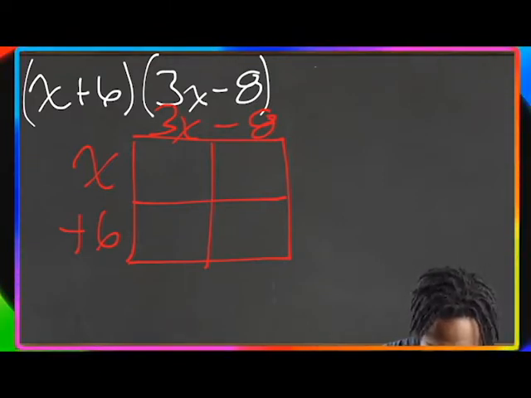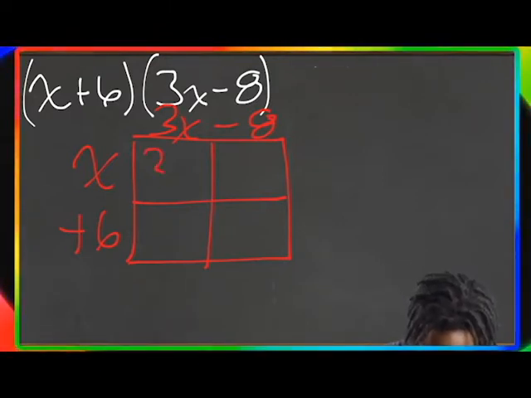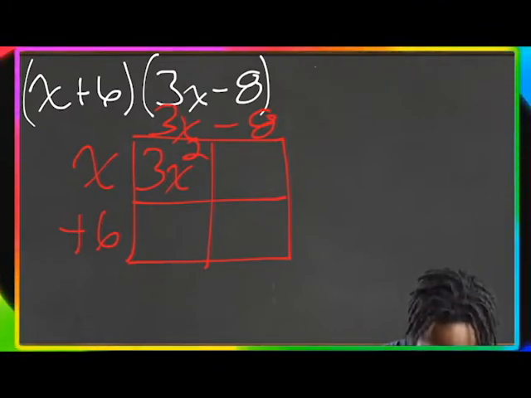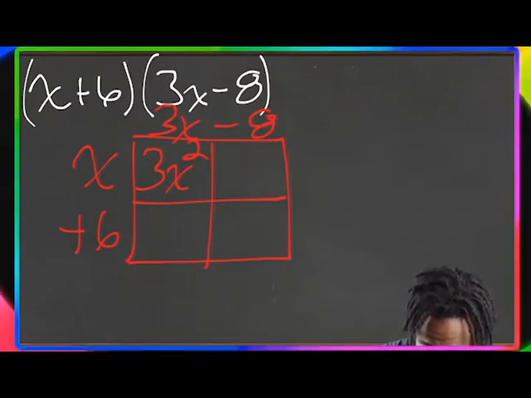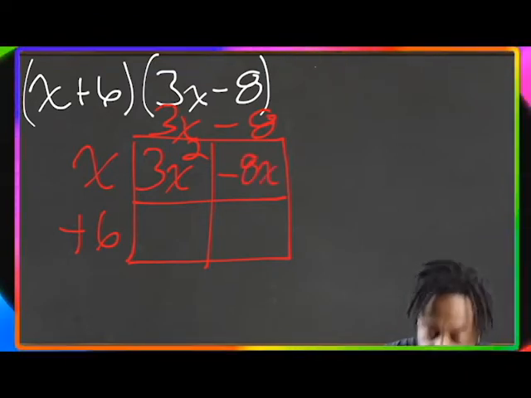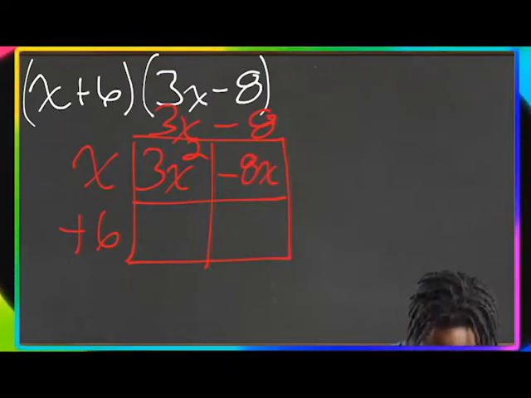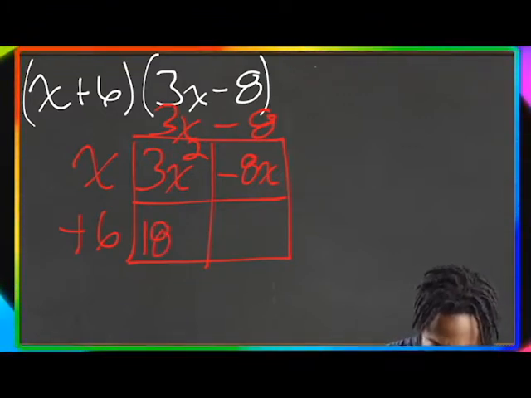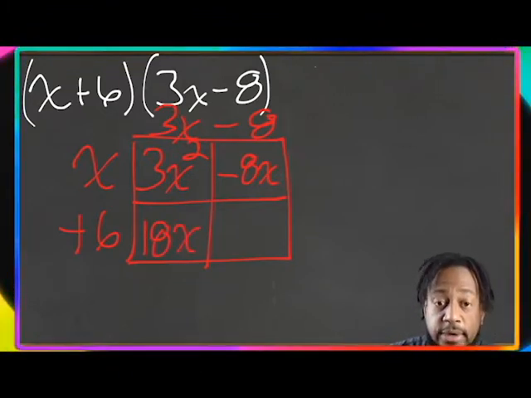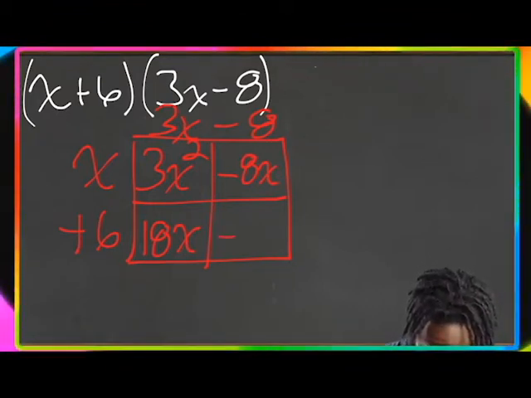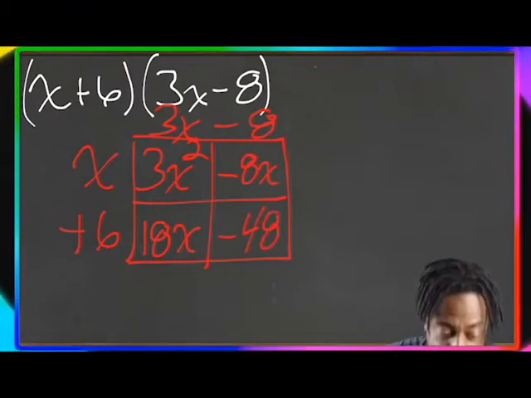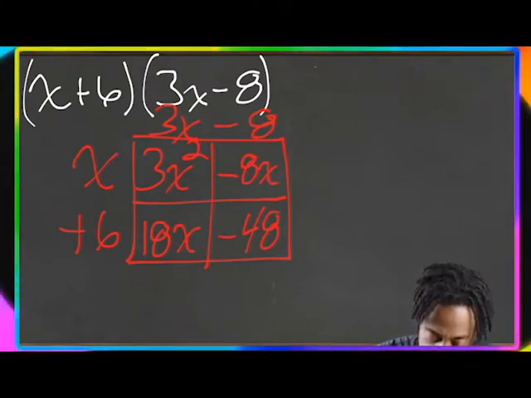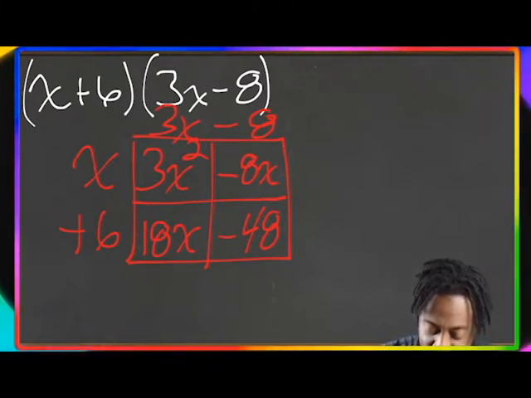I promise you. x times 3x is 3x squared. Now, x times a negative 8 is a negative 8x. This is going to be 6 times 3, which gives you 18x right here. 6 times negative 8 is a negative 48. All right. Let's change the color so you can see it.